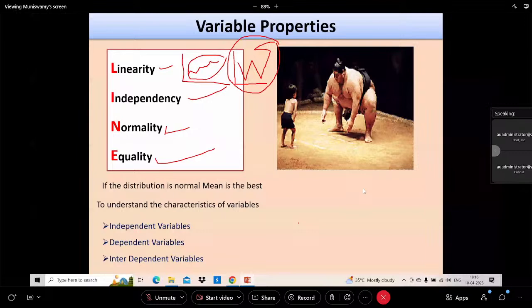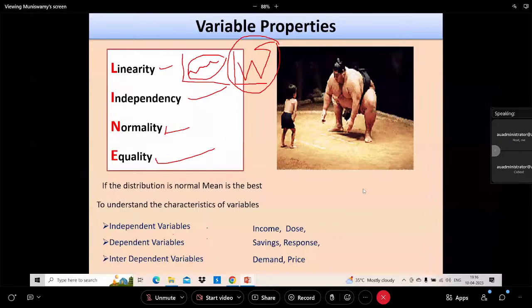After observing these four properties, you have to select the statistical tools and techniques. But this is the main important thing: what is the role of an investigator? As a researcher doing a project, first and foremost you have to collect data. So what type of data are you going to collect for your project? Geography, what type of data are you collecting?